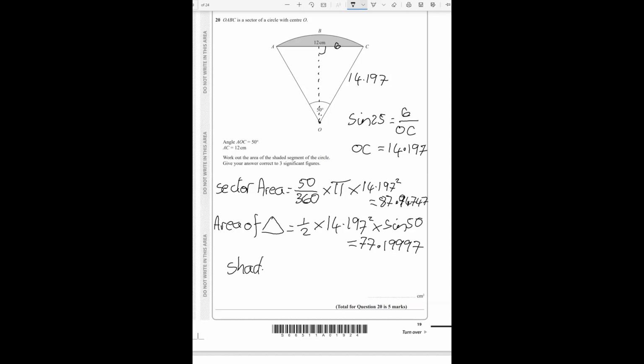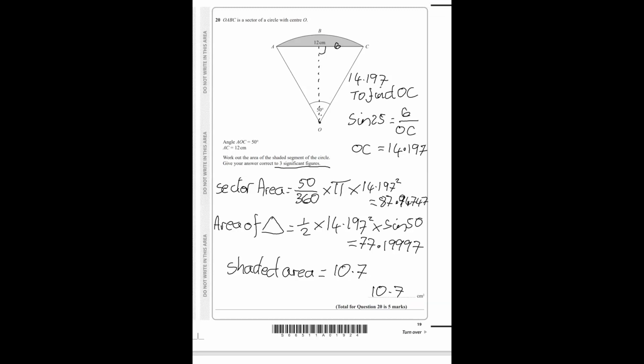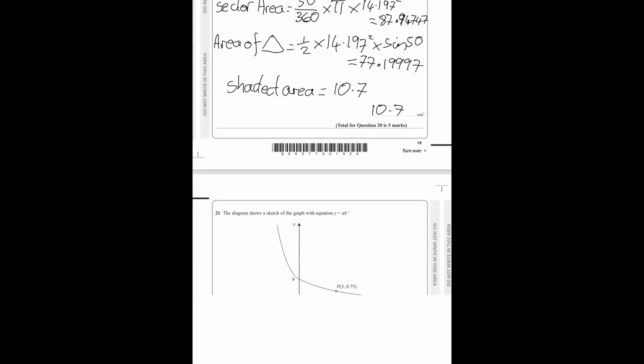So shaded area, that, take away that, 10.7, and because I'm going to 3 significant figures, fairly easy to follow. I've got sector area, area of triangle, shaded area. Probably could write to find OC there, just so everyone can see the steps I've worked through. But you really need to work on making sure your method is clear.